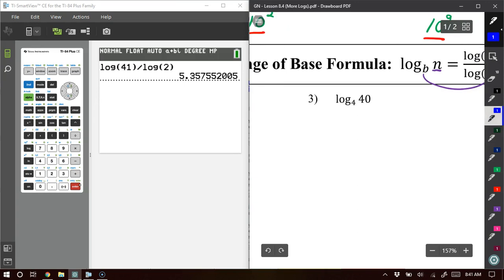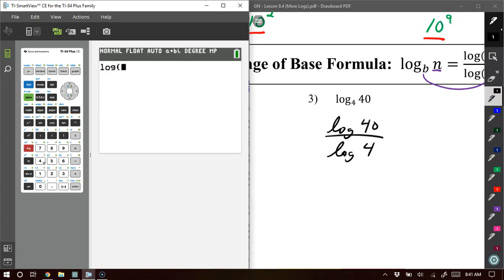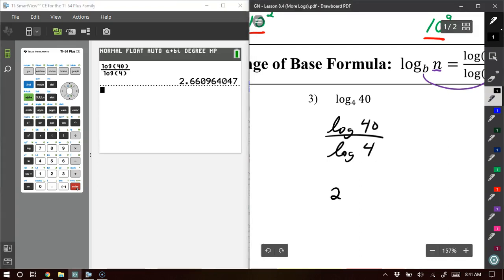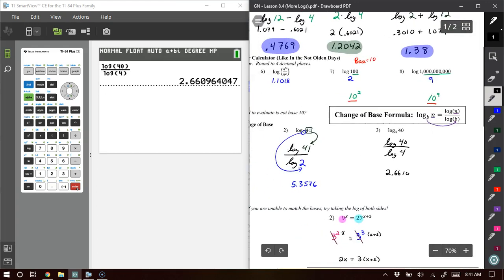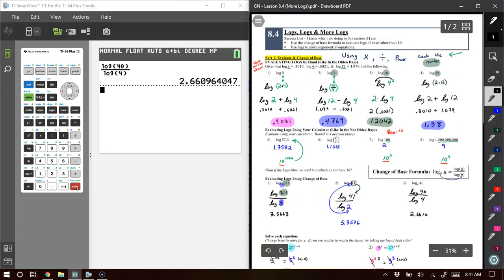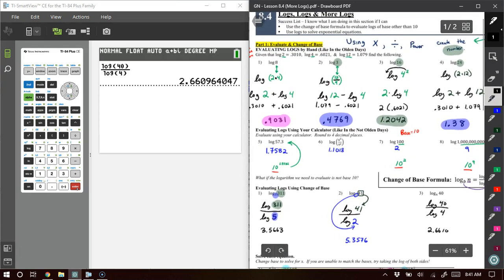So log base 4 of 40 is going to be log of the number, which is 40, divided by log of the base. So I'm going to do alpha y equals, log 40 on top, log 4 on the bottom, and that is 2.66096. Rounded to four places, that's 6, round that 9 up to a 10. So there we go. That's the change of base formula. It allows you to type it in your calculator. No issues along those lines.